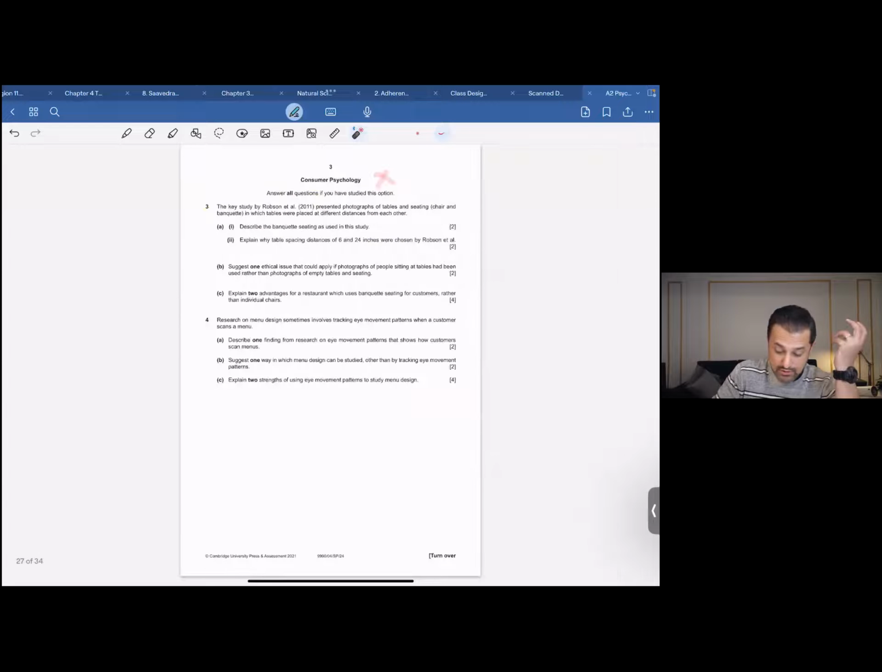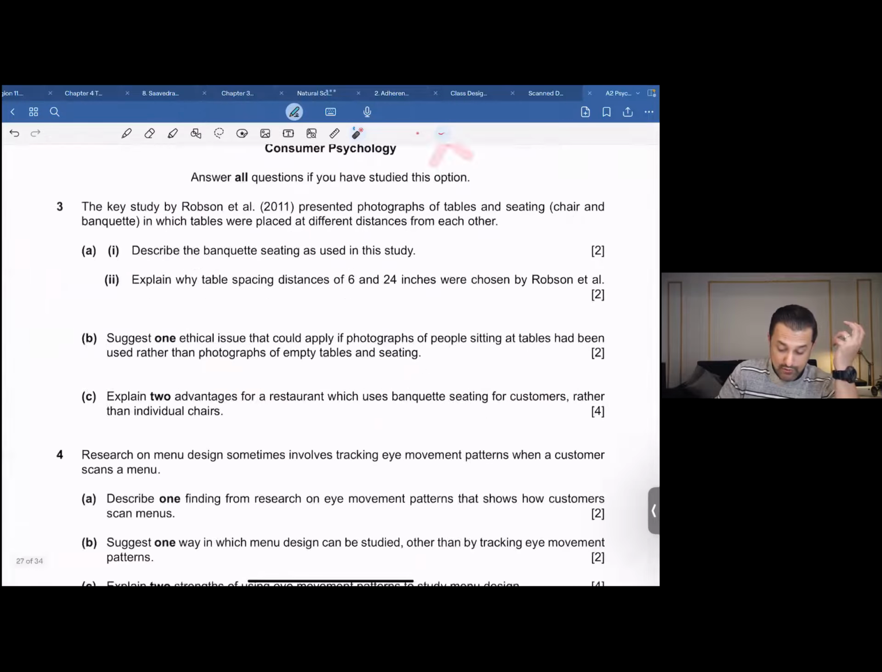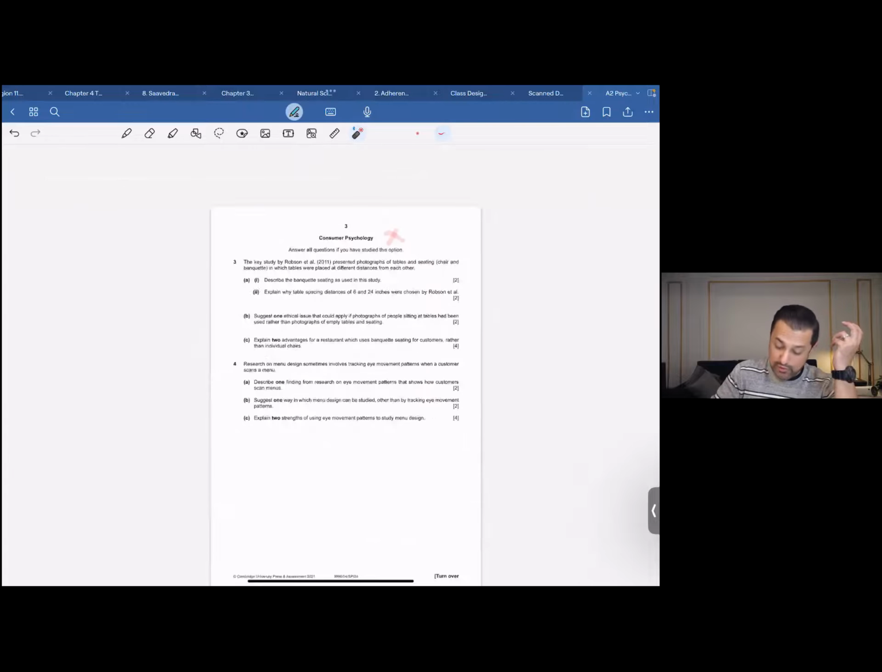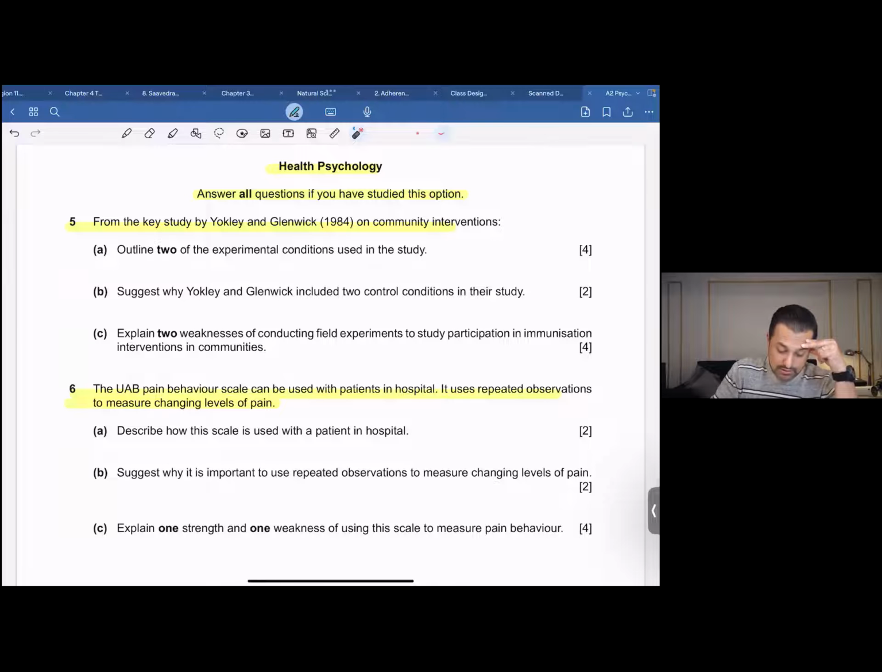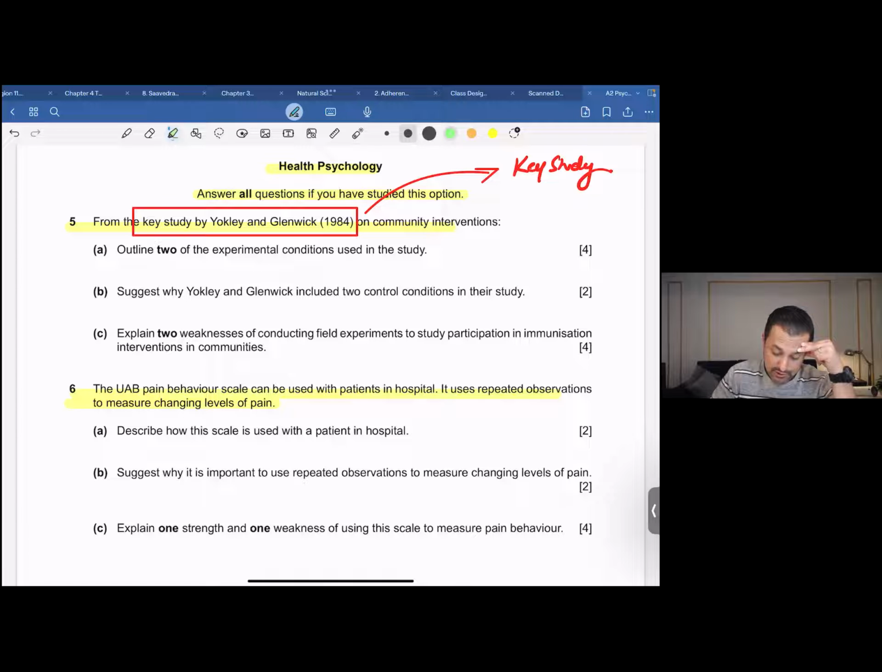So you'd skip question 3 and 4 because you have not studied consumer psychology. You'd quickly hop on to health psychology and have a look at this. From the key study by Yockley and Glenwick, again, you are being tested on a key study, right? Outline two of the experimental conditions used in the study.